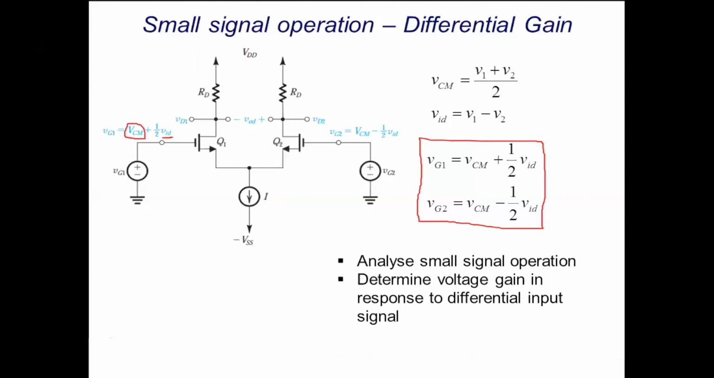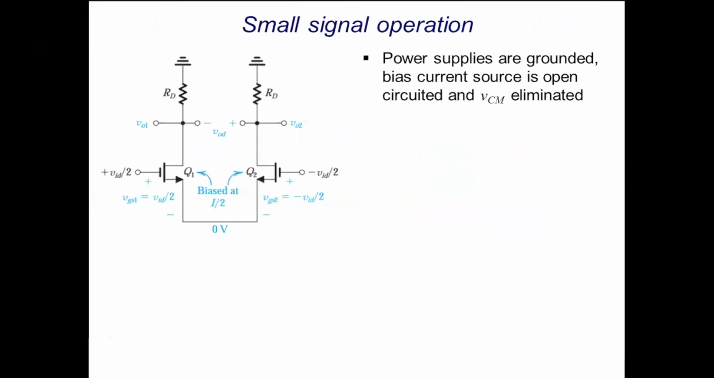First, let us find the differential voltage gain. Recall the small signal model which we have performed during MOSFET operation. In order to draw an equivalent circuit, the power supplies are grounded, the current source is open circuited, and VCM is eliminated here. VCM is a DC common mode voltage, so that is why it is made 0. So the resulting equivalent circuit will be this, that's shown on the left hand side.